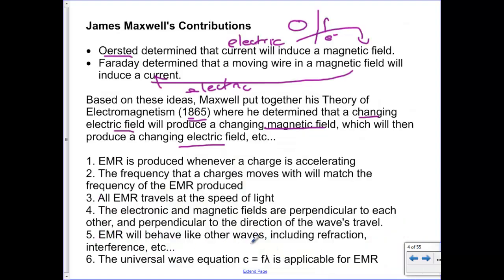EMR behaves just like any other wave. So that means you can refract them. Do you guys know what refraction means? Bend. Yes, perfect, bend. We've got a whole lesson on this next week. But do you guys ever see light, where's a good example? You put, say, a pencil in a cup of water, and then the light actually bends it to look more like this in the water. You guys ever seen that before?